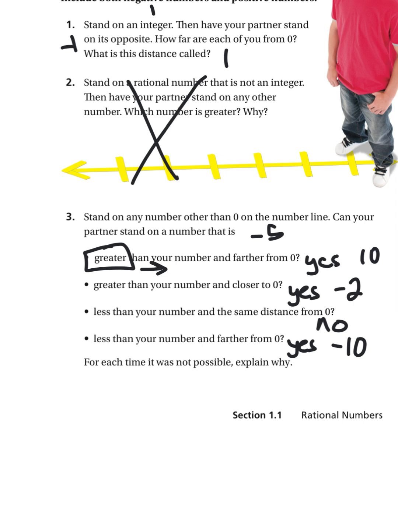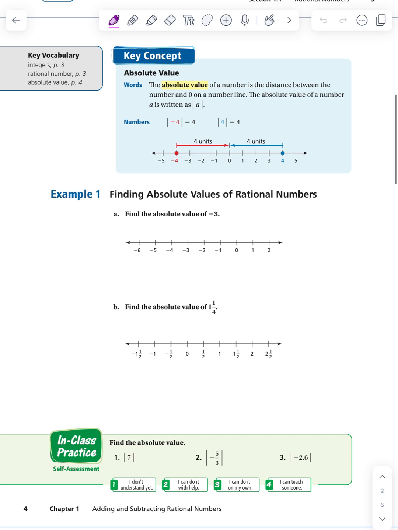All right, here's that second important vocabulary word. Absolute value is the distance between a number and 0. You will notice that positive and negative numbers that are the same, so they're opposites, have the same distance from 0. Opposites have the same absolute value.